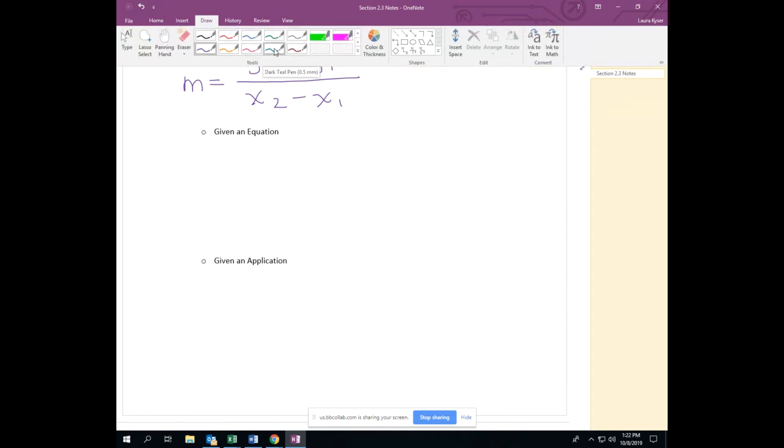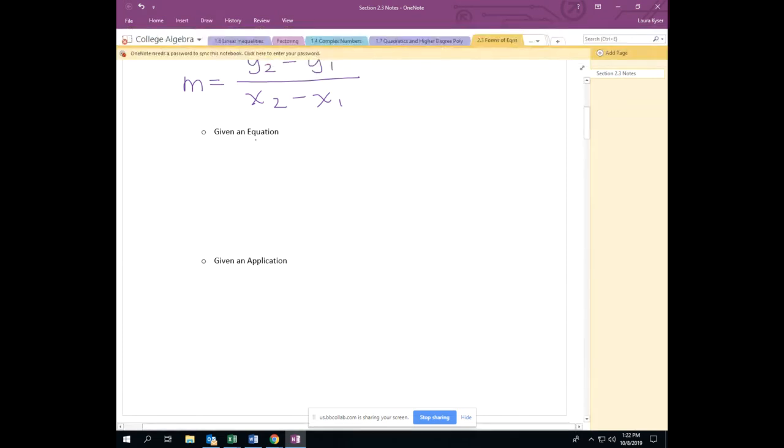The second scenario deals with when you are given an equation of a line. Now, equations of lines can look like all different kinds of things. There are two that we are going to hone in on that are actual named forms of lines. So your best bet when you're dealing with the slope is to put your equation in one of these two forms. The first one is called slope-intercept form. The second one is called standard form.